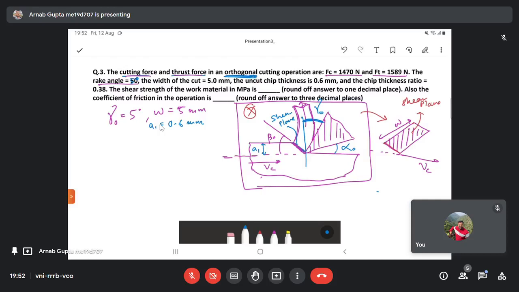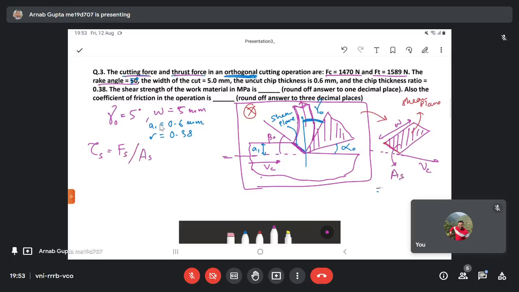So the chip thickness ratio R is given as 0.38. For the shear strength of the work material, you have to find out tau s. Okay, so your approach should be like this. What are the required parameters to find tau s? You have to find the shear force divided by the shear area. This shaded region is the shear area. Okay.